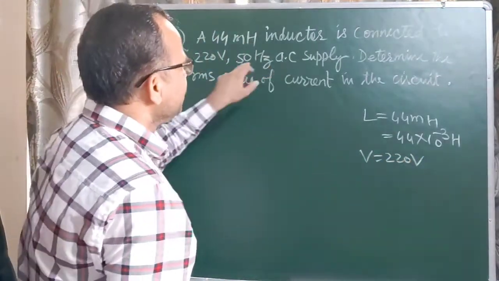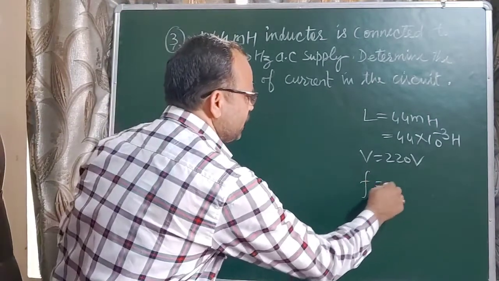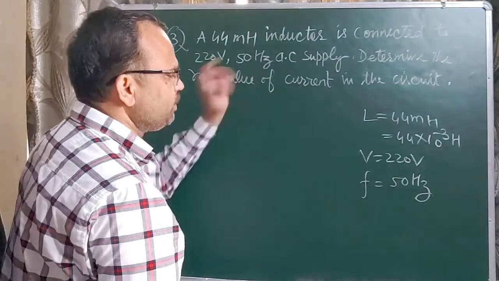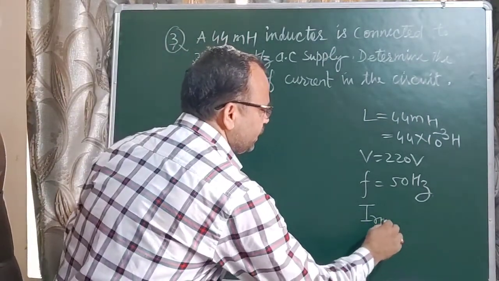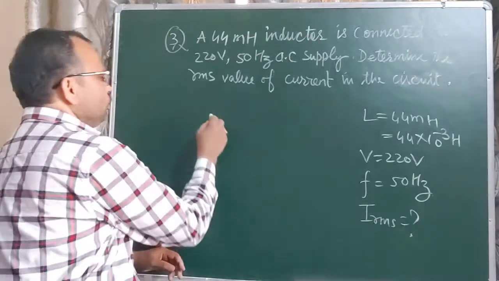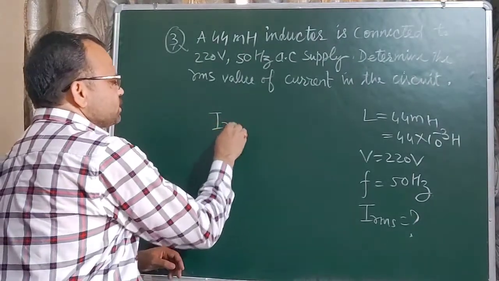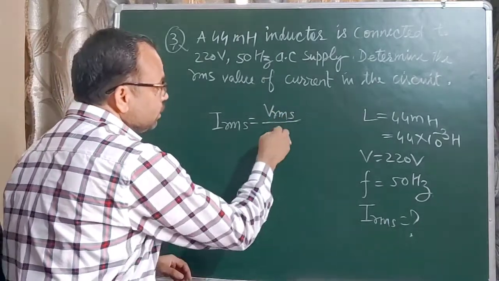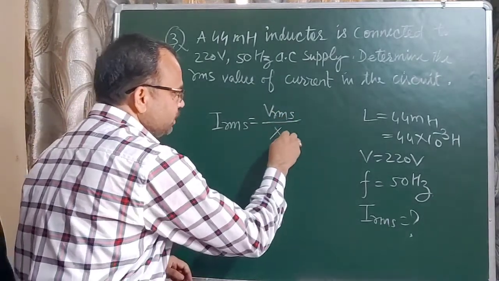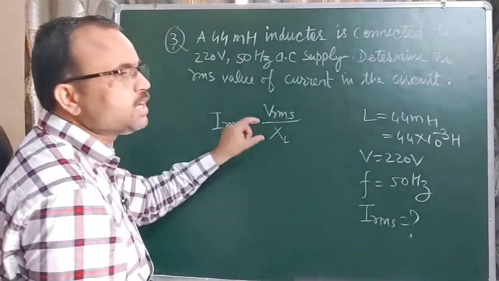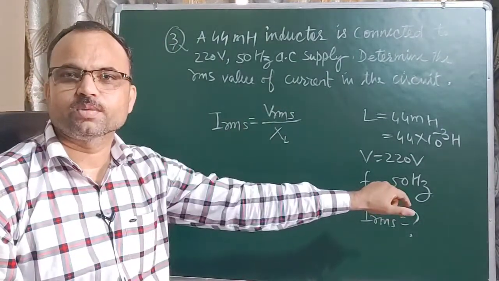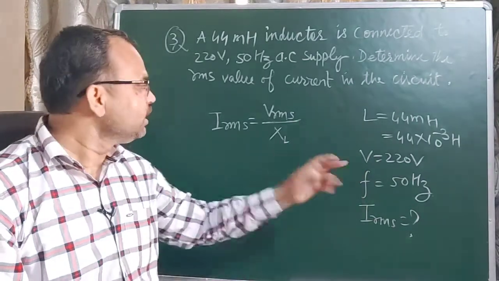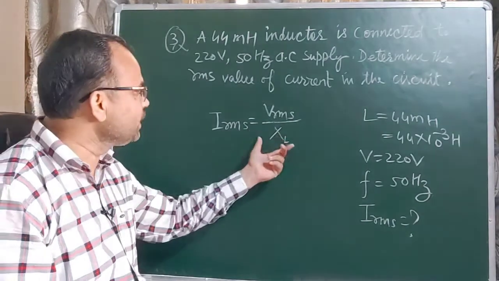The supply is 50 hertz AC, the frequency of alternating current, denoted by F equal to 50 hertz. Determine the RMS value of current, which means we have to find the value of IRMS. IRMS is equal to VRMS upon the reactance of the inductor, XL. Here XL is the resistance of the inductor. Only the name is changed: the resistance of the inductor is called the reactance of the inductor, denoted by XL.